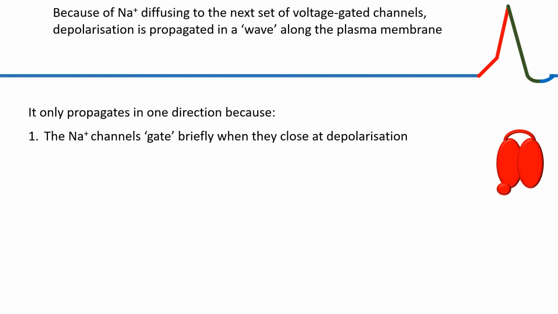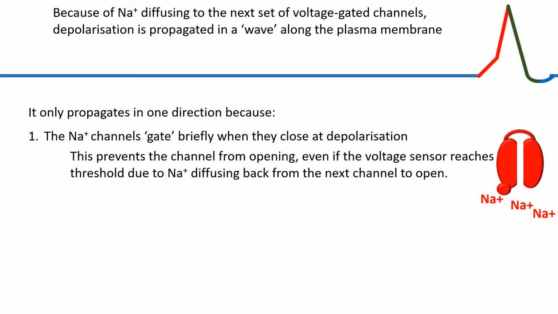I always used to say it's a bit like those people that have a front door and then they have a gate across the porch. So you can open the front door, you can talk through it to someone visiting, but they can't get in. There's an additional gate. What this does, it prevents the channel from opening, even if the voltage sensor reaches threshold.